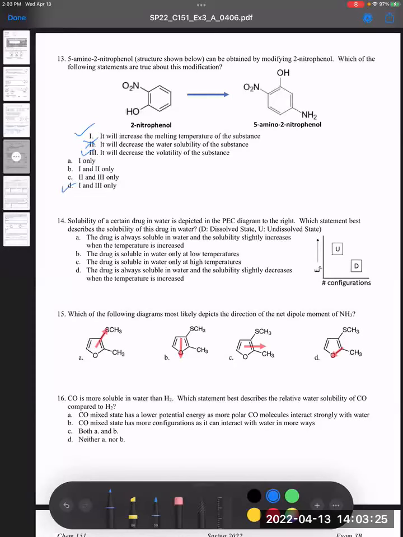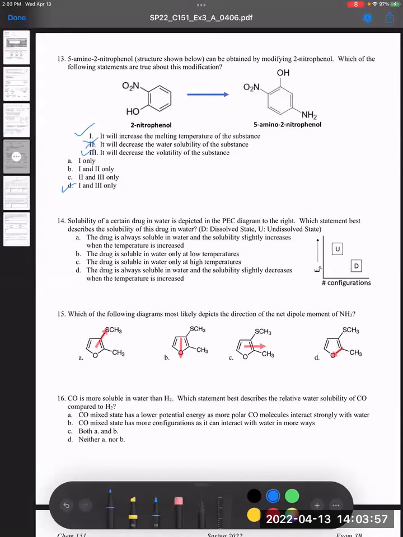Okay, moving on. Solubility of a certain drug in water is depicted in the PEG diagram shown to the right. Which statement best describes the solubility of this drug in water? So here, the dissolved state or the mixed state is favored by both potential energy, because it has a lower potential energy, and also by the number of configurations, because it has a higher number of configurations. Now, this is a situation where this substance is going to always dissolve in water at any temperature.